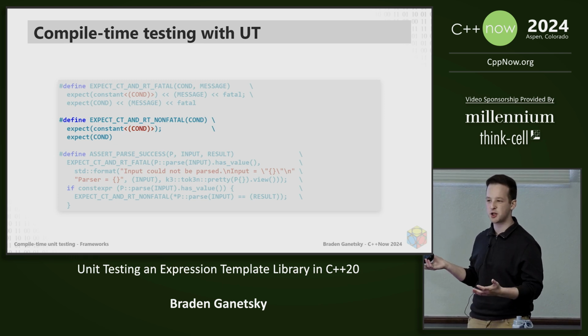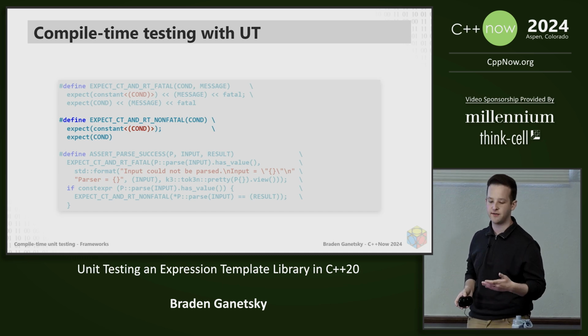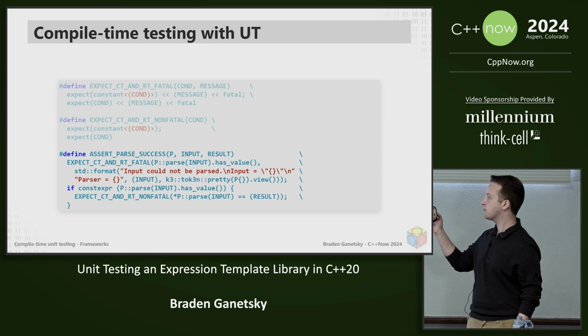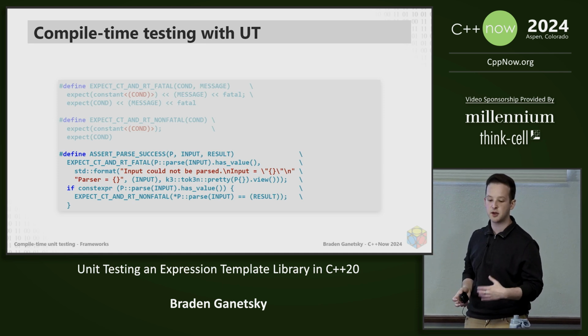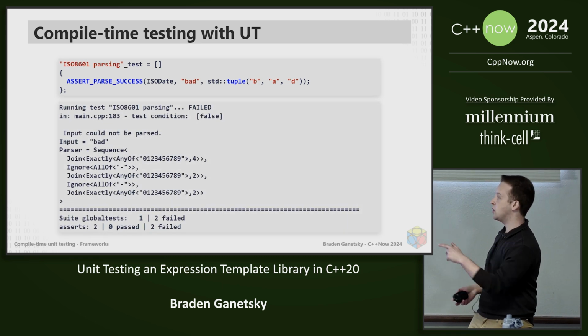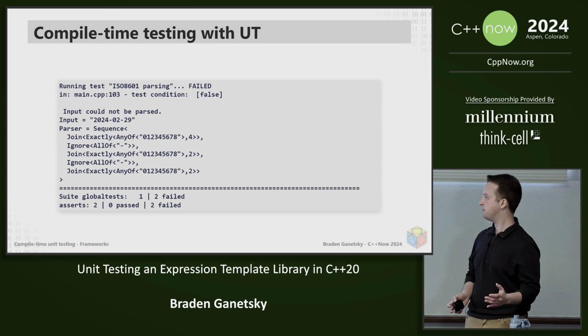If I was writing this in real production code, obviously I would make this more robust. But in this case, I want a message for the first one, and I don't care for the second one right now. And then all I need to do is call these macros from my main macro, assert parse success. And then when I do that, it ends up giving me this, which is exactly the message that I was looking for.